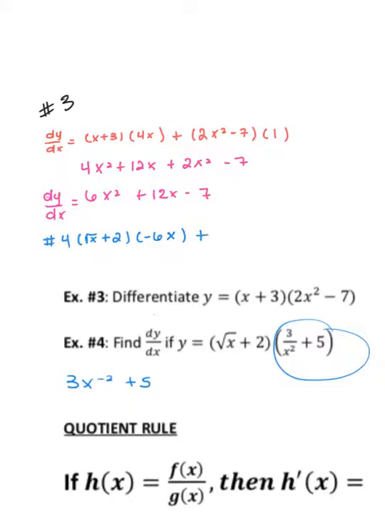So first times the derivative of the second plus second times the derivative of the first. Well, again, square root of x is x to the 1/2. The derivative of x to the 1/2 is just 1/2 x to the negative 1/2, right?